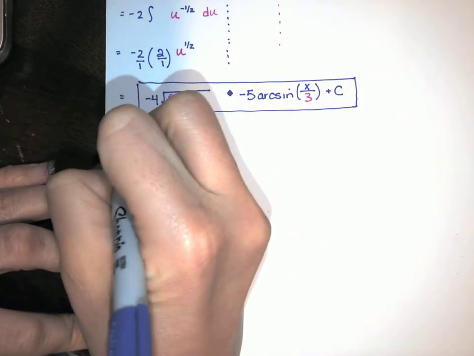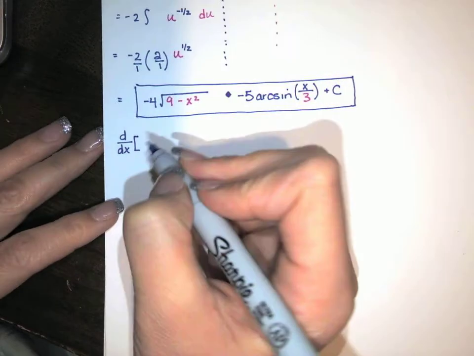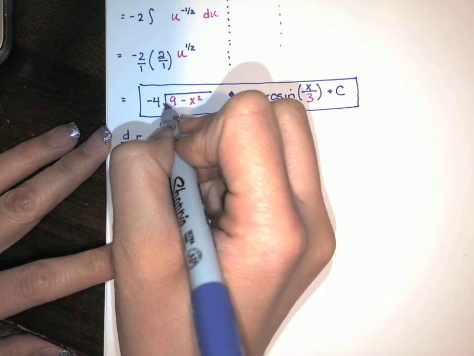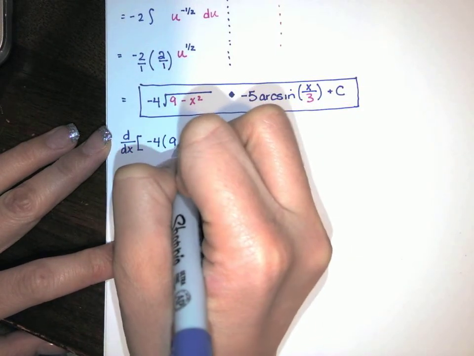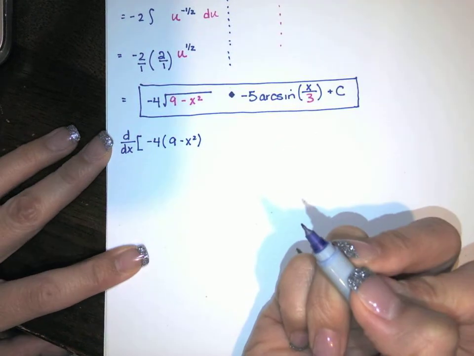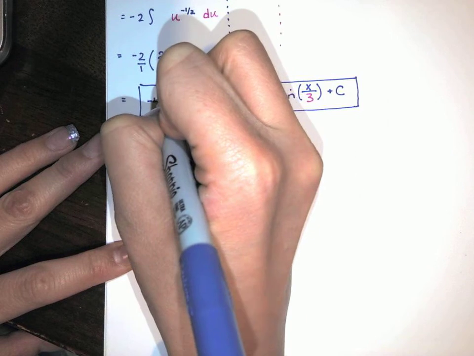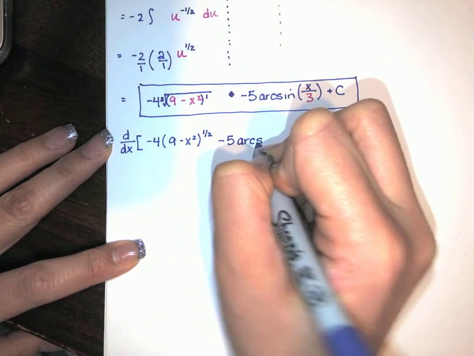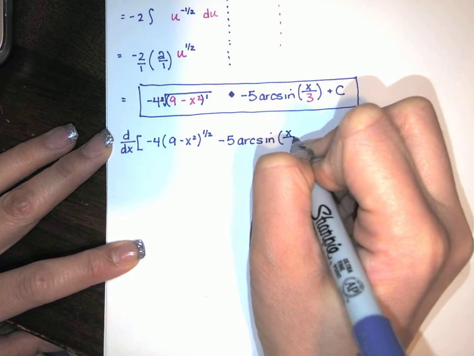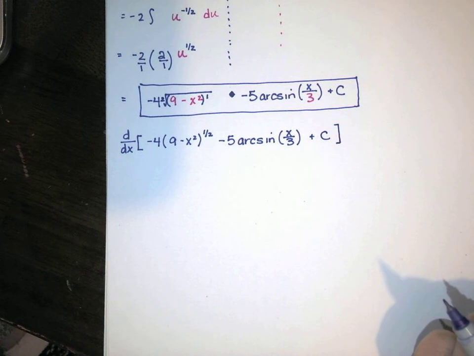So let's say I'm taking the derivative of this guy. Remember, when you're taking derivatives, it's better to write this square root of some function as a power. So we're going to rewrite it. This is negative 4 times (9 minus x squared) to the positive 1/2, because there's an implied 1 there and an implied 2 there, minus 5 times the arcsine of x over 3, plus C. And after simplifying this derivative, we should get the original integrand back.